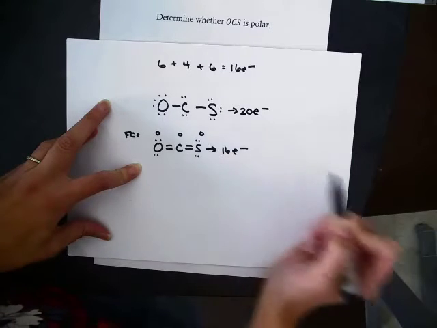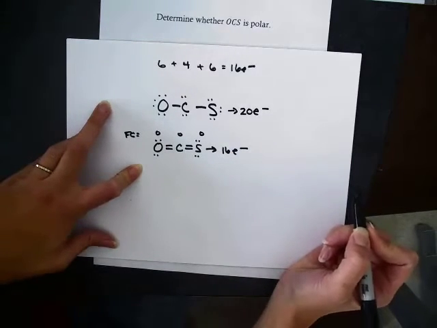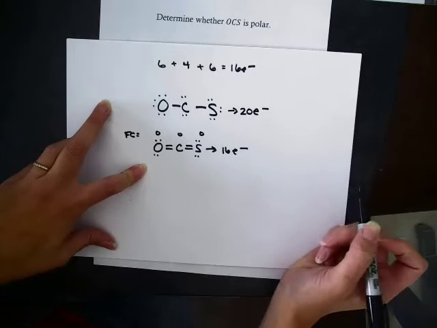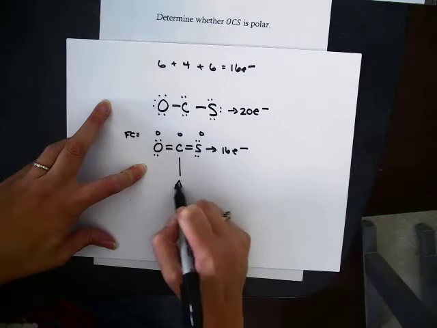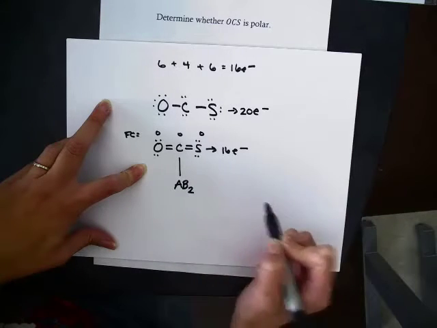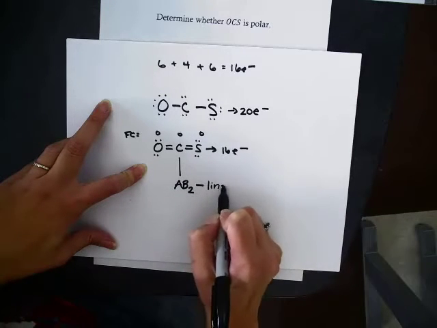So remember, that's how many electrons they have from the periodic table. So for oxygen, that's 6, minus 1 for every dot, minus 1 for every line, that's 0. Carbon is 4, minus 4 lines, that's 0. Sulfur, 6 minus 4 minus 2, 0.